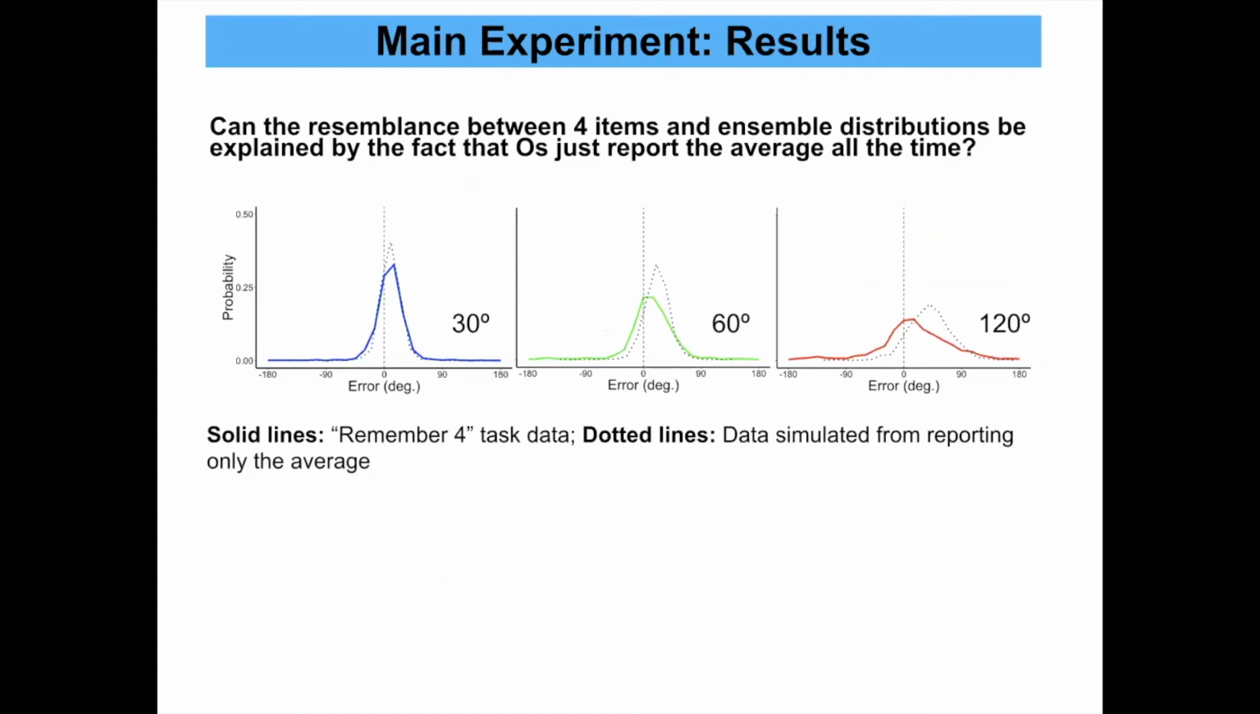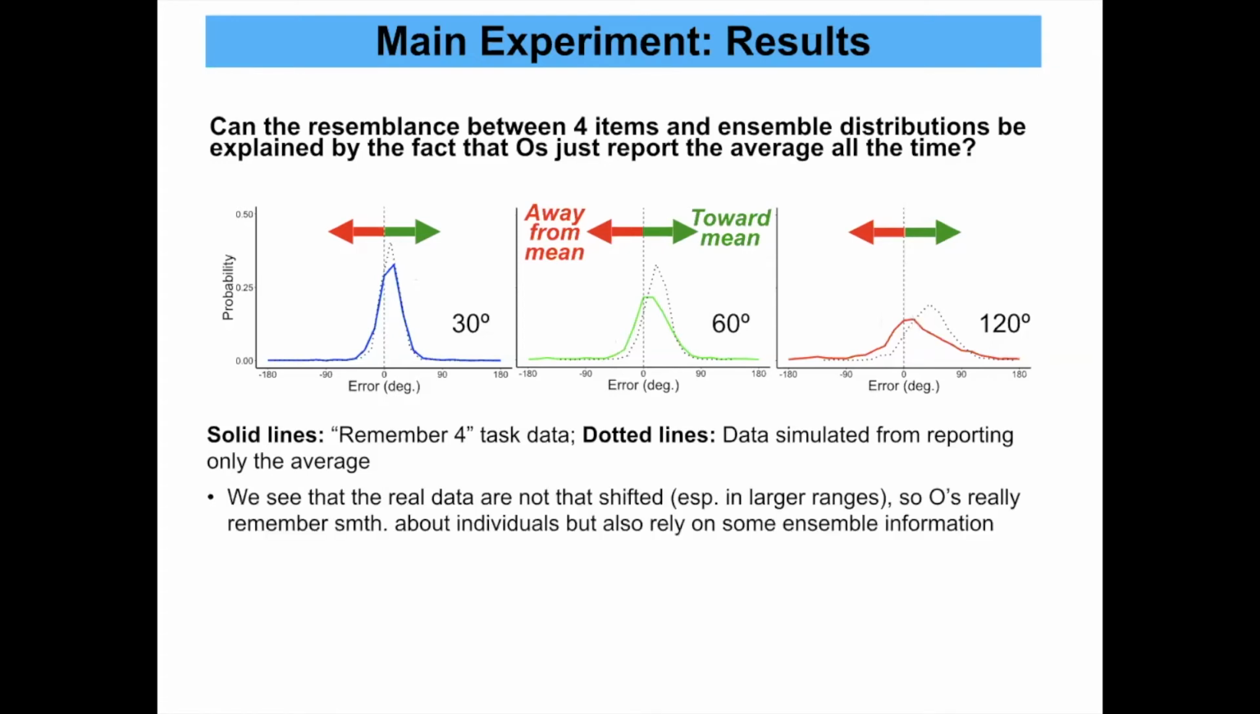We see that the simulated distributions, dotted lines, are progressively more biased than the data. And in fact, in the smallest range, they're almost the same, but they're substantially more different in the larger ranges. So although the absolute bias grows with range, it decreases as a proportion of the distance between the correct answer and mean. That is, when range grows, individual responses are relatively less attracted by the mean.